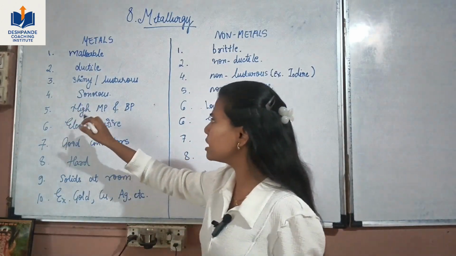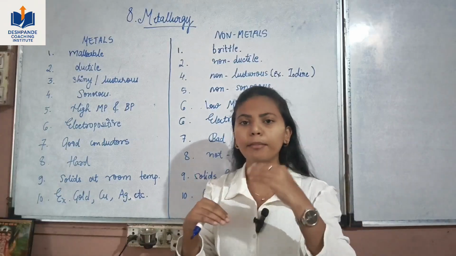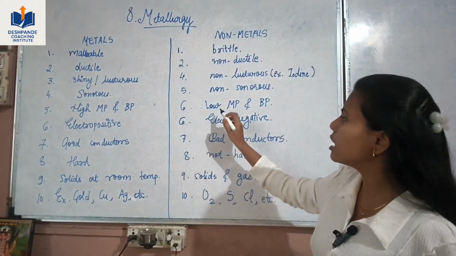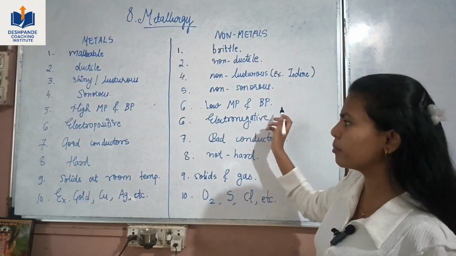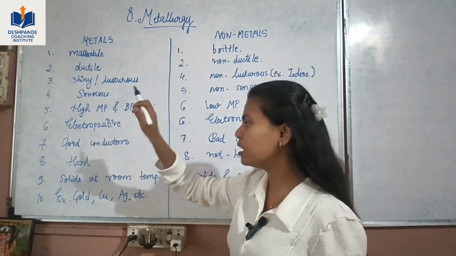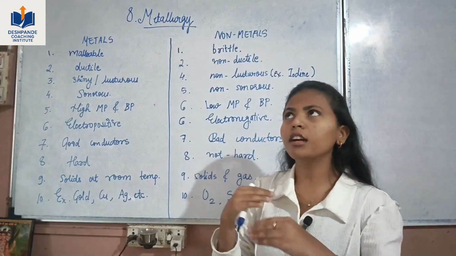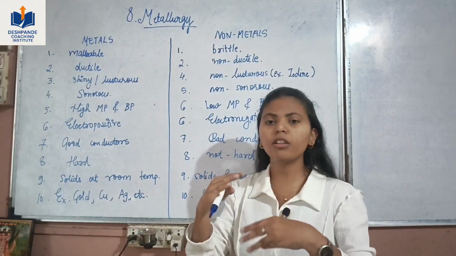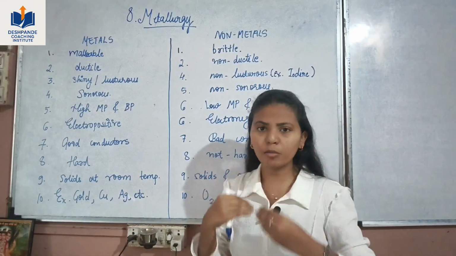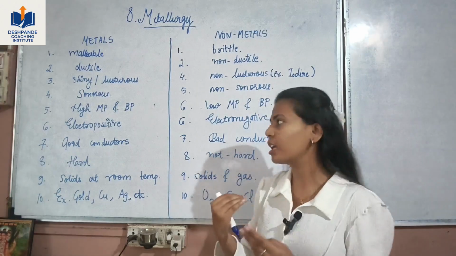Then the fifth property is high melting point and boiling point. Metals generally have a high melting point and boiling point, and non-metals generally have a low melting point and boiling point. Then the next property is electropositivity. Electropositivity is nothing but the act of giving electrons. By giving electrons, metals become electropositive, and non-metals generally have the ability to accept electrons.